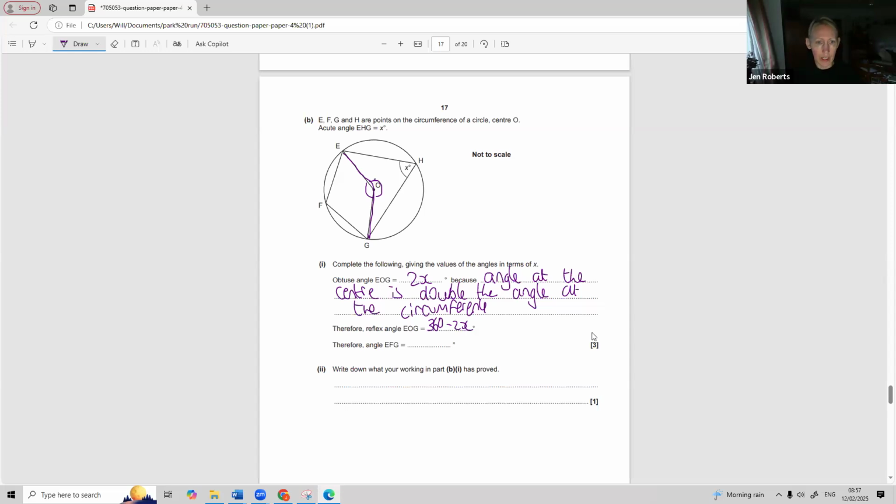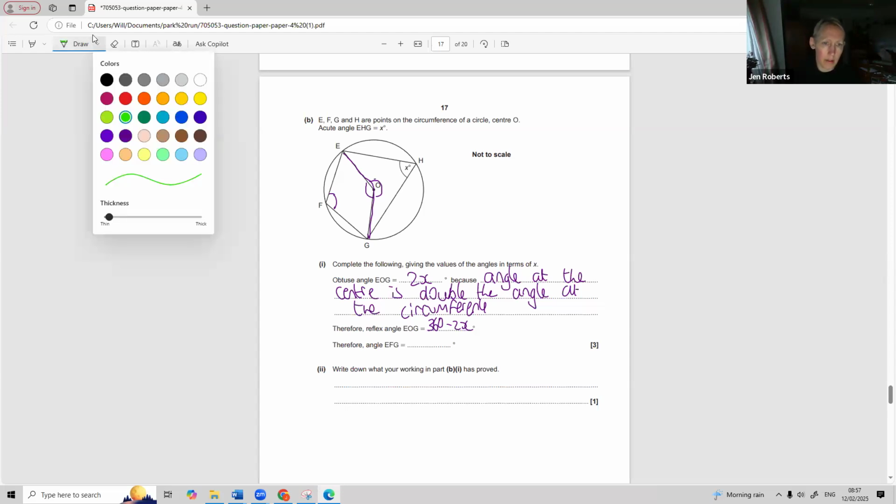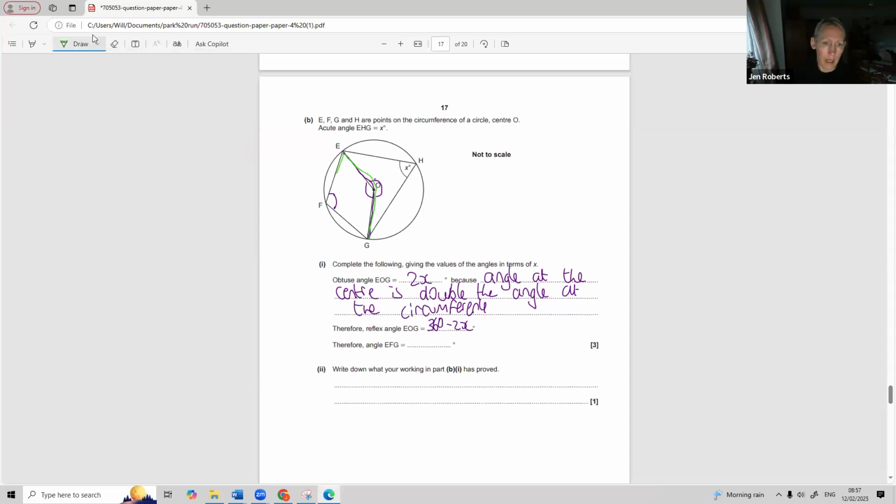Therefore, angle EFG. So this is still, I call this the arrow theorem. This is a bit the arrow theorem in disguise. Can you see here, we've still got an angle at the centre and an angle at the circumference. So this angle here is double this angle here at the circumference. So what's half of 360 minus 2x? It's 180 minus x. Can you see how I've used my same theorem? Angle at the centre is double the angle at the circumference, which will give us this one here is 180 minus x. Write down what your working in part B has proved.